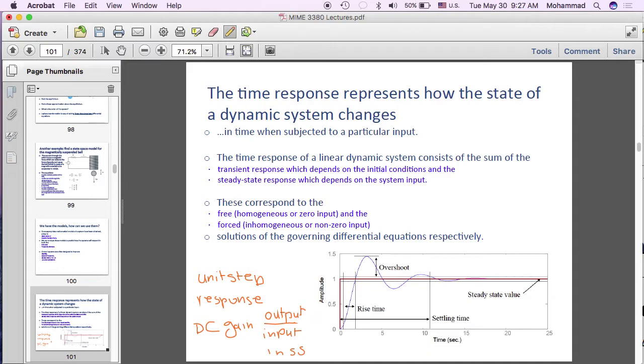And this is what is called a forced response. So there is an input involved. But there is another type of response where there is no input involved. You just give the system some initial conditions and you look at the response.